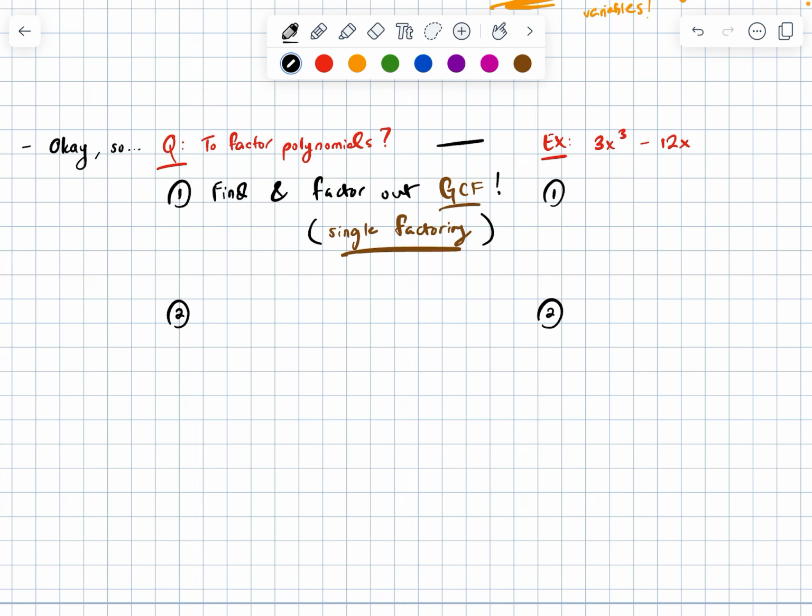Well, between 3x cubed and negative 12x, first of all, can you tell me the GCF? And then can you tell me what must have been in the parentheses so that when I multiply back out, I get back to where I started? Go.